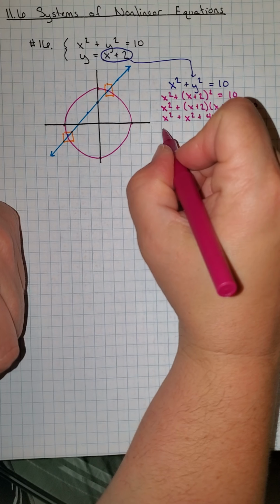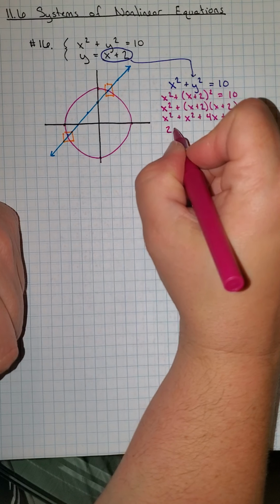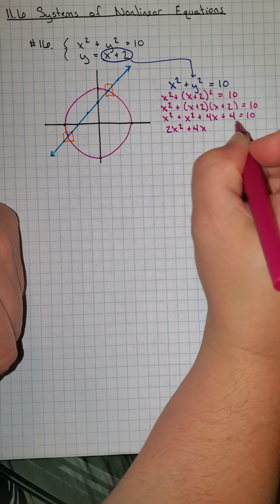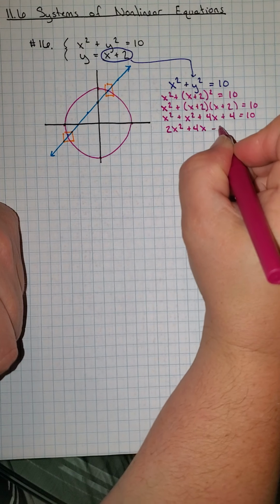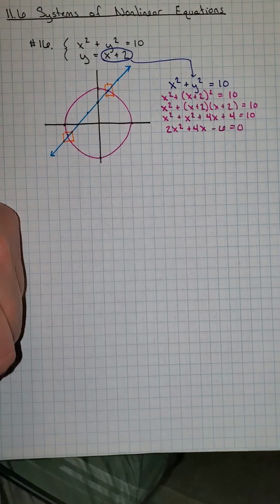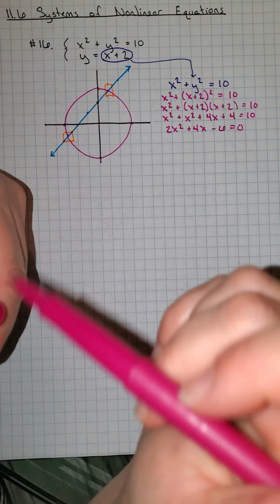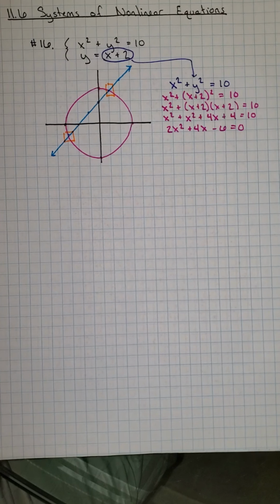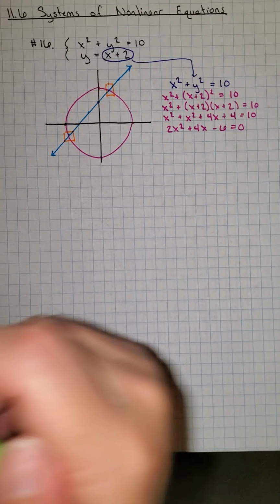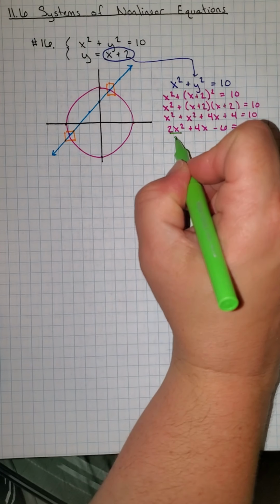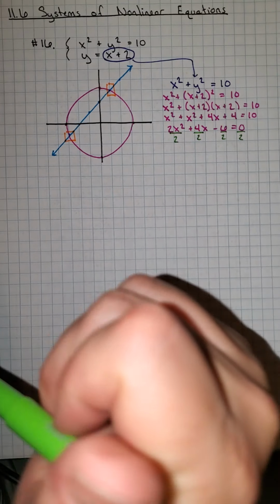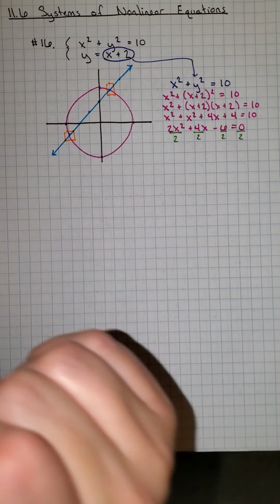All right, so we have x squared and x squared would be 2x squared, plus 4x, and then subtracting the 10, we'd have negative 6 equals 0. So the nice thing here is that everything is divisible by 2. So I'm going to go ahead and simplify it just to make the possible factoring easier. I'm hoping you can factor, because that's the easiest way to solve a quadratic, in my opinion.